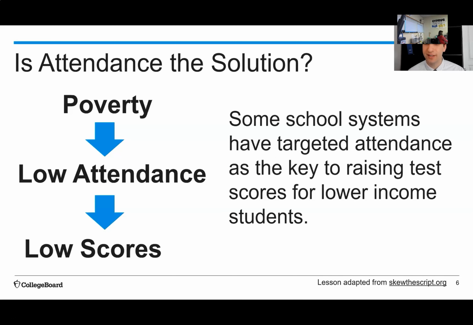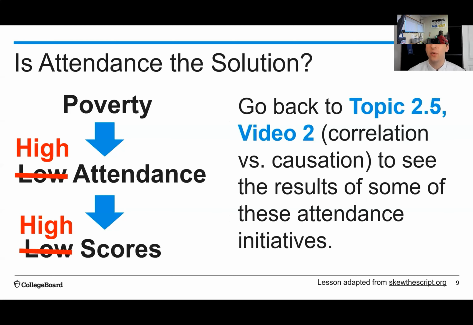And a lot of school systems have thought maybe attendance is the solution. For example, if poverty causes low attendance at school and low attendance causes low test scores, maybe if the attendance were to be changed to become high attendance through different programs that target attendance, then test scores would change as well for different populations. And if you want to see the results of these policies, you can go back to topic 2.5, video 2 on correlation versus causation to see the results of some of these attendance initiatives.